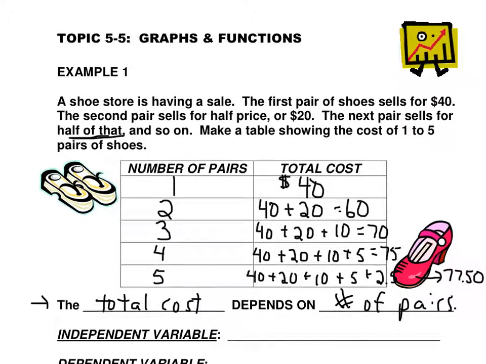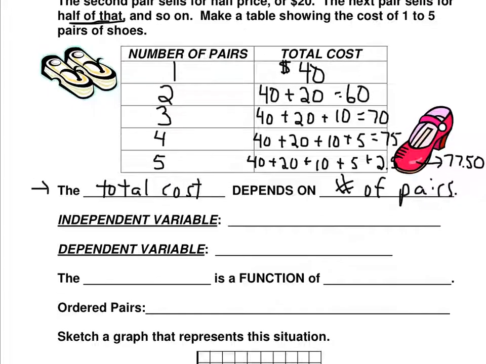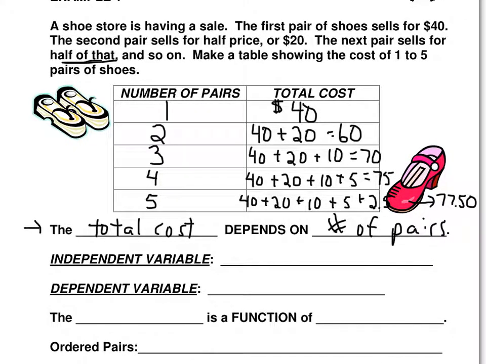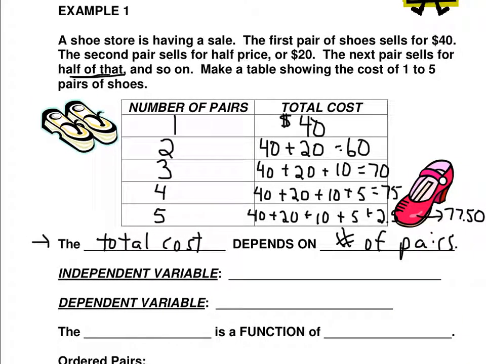Okay, so let's see. So what is the independent variable? The independent variable is the variable that you have control over, the one that you can manipulate. You can decide how many pairs of shoes you want to buy, but you don't control the cost. The cost is set by the store. So the independent variable is going to be the number of pairs of shoes that you buy.